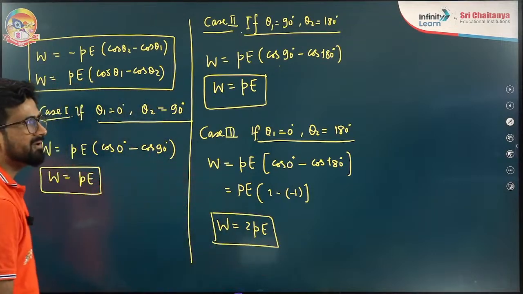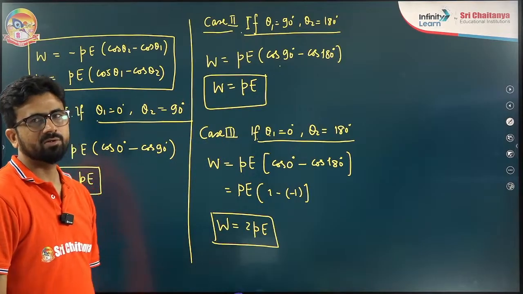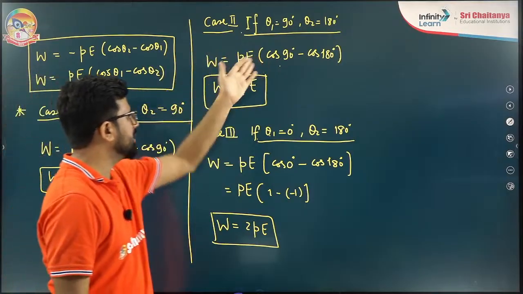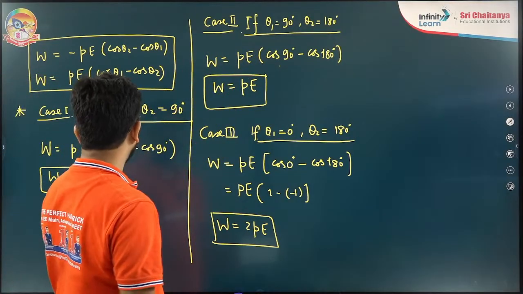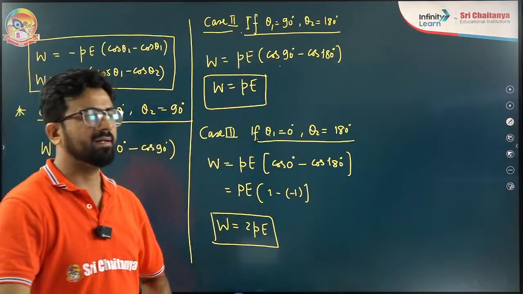But if you observe carefully, case 1 and case 2, if you add both of them you will also get 2PE. Because 0 to 90 is PE, 90 to 180 is PE, so 0 to 180 is PE plus PE, that becomes 2PE. Simple, you can get the answer.